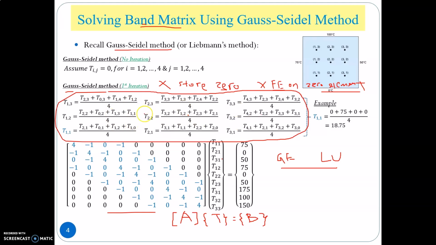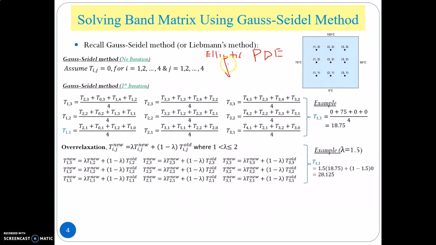For the Gauss-Seidel method, if you look at the equation, we do not store the 0 and we do not need to perform the forward elimination on the 0 element. Therefore, the Gauss-Seidel method is more efficient compared to the GE and LU methods. If you recall the elliptic PDE chapter, we used the Gauss-Seidel method to solve this problem.